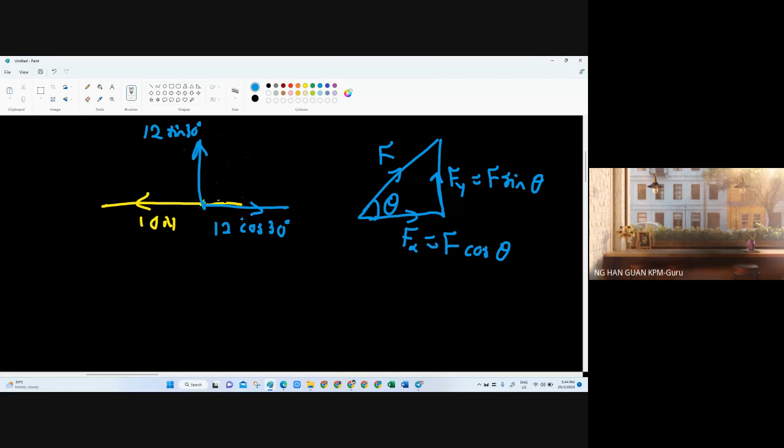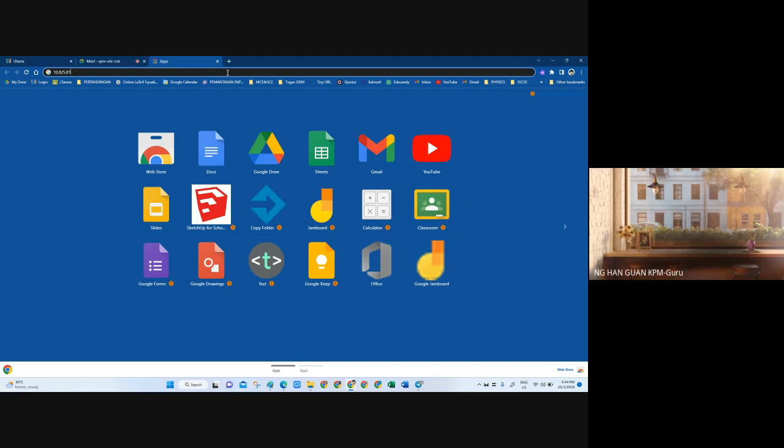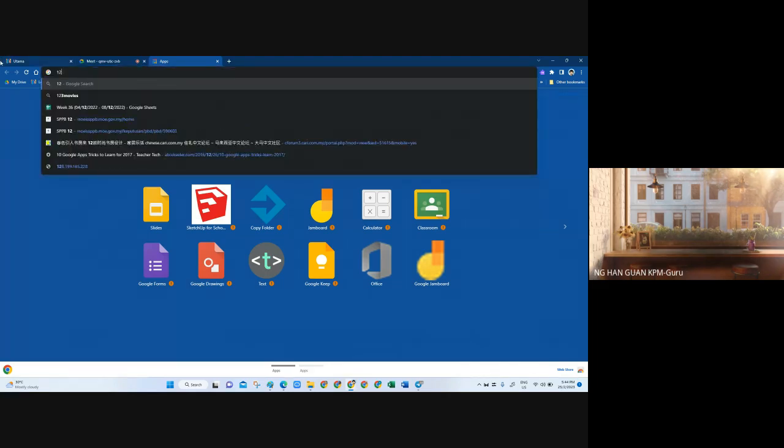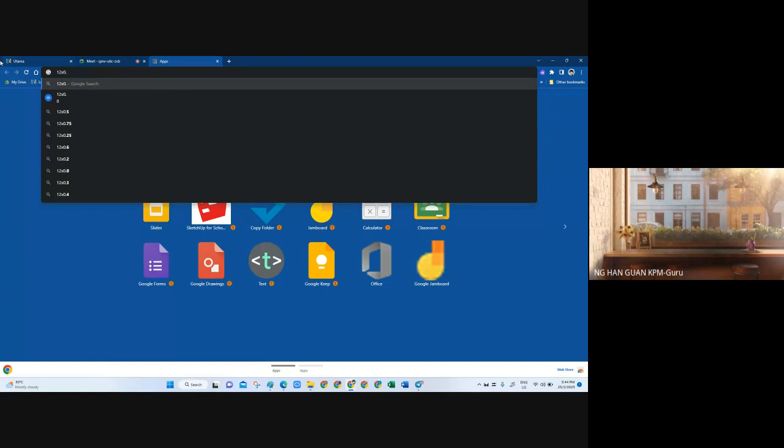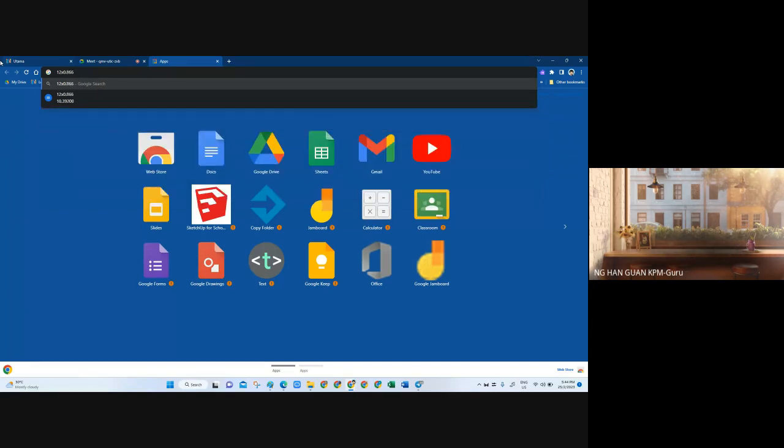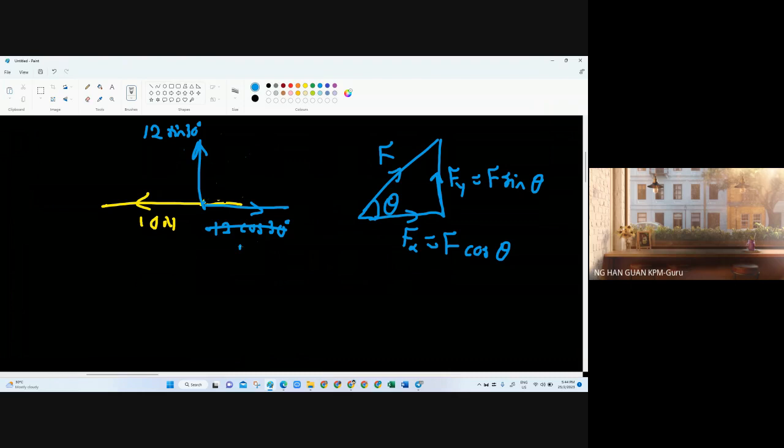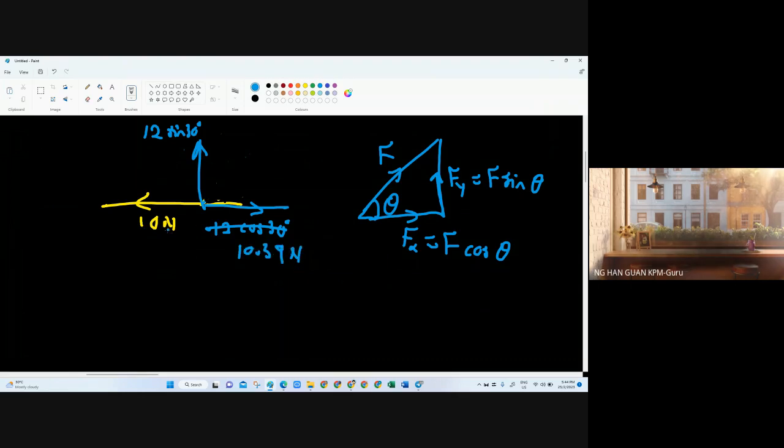So do your calculation. 12 cos 30 is 12 multiplied by 0.866, so equal to 10.39 Newton. So it means we have the resultant on the x-axis, which is 0.39 Newton to the right. 10.39 minus 10, so we have 0.39 to the right.